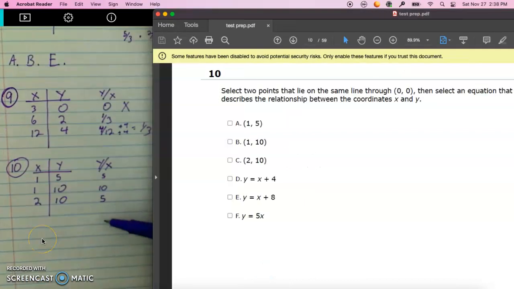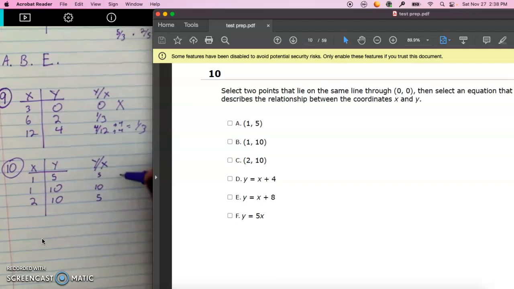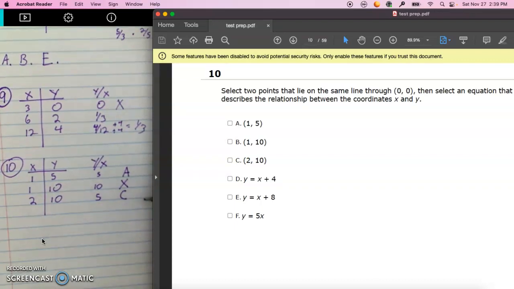Go. Okay, so here's my chart. Your constant should have been 5, 10, and then 5, because 10 divided by 2 is 5. So our 2 points on the same line are the first one, which was A, and the third one, which was C, not B. Okay, now we need to choose the equation that has 5 as the constant. Well, there it is. It's F. So my answers would be A, C, and F.